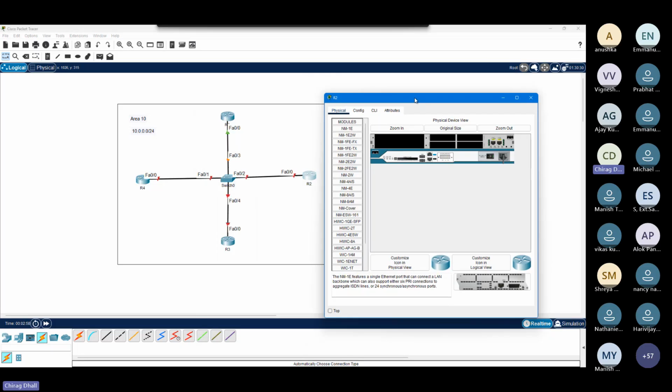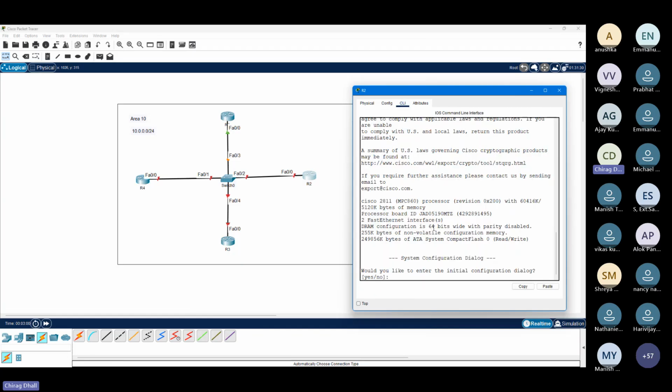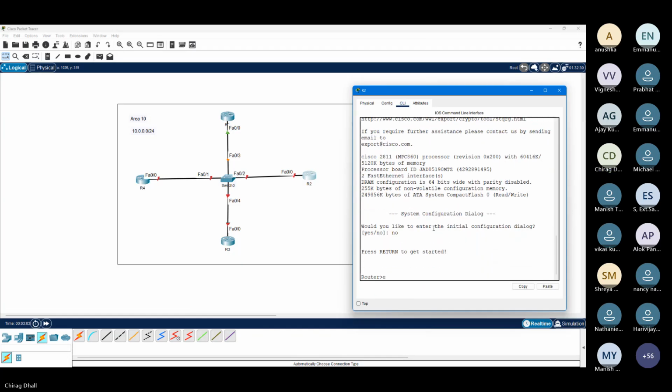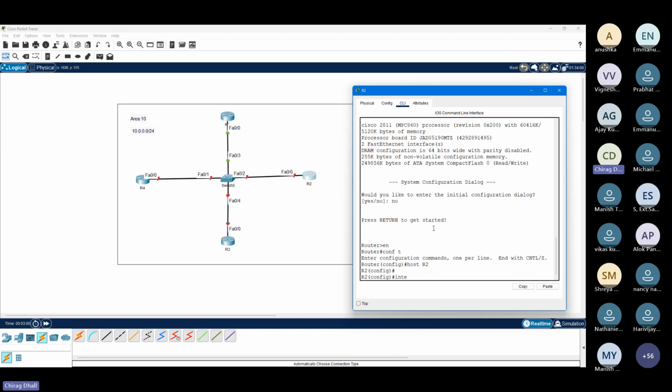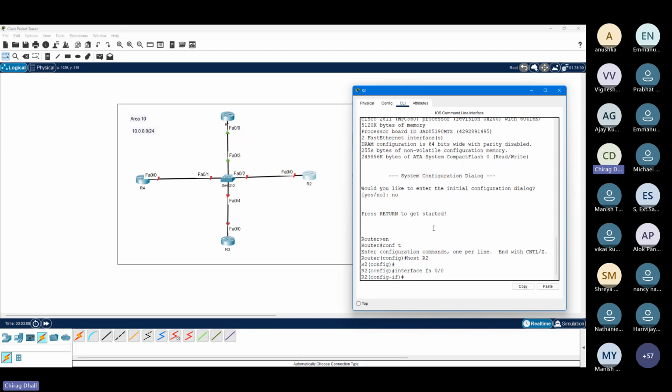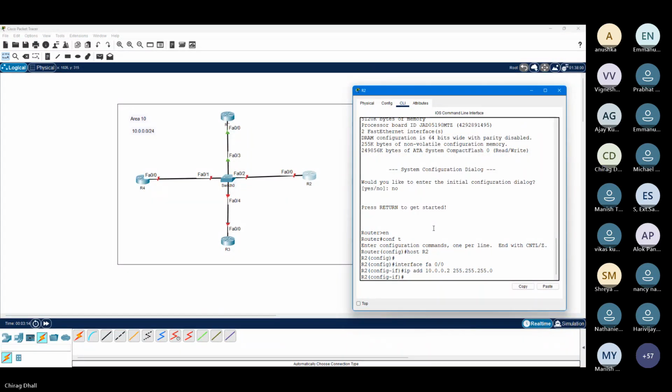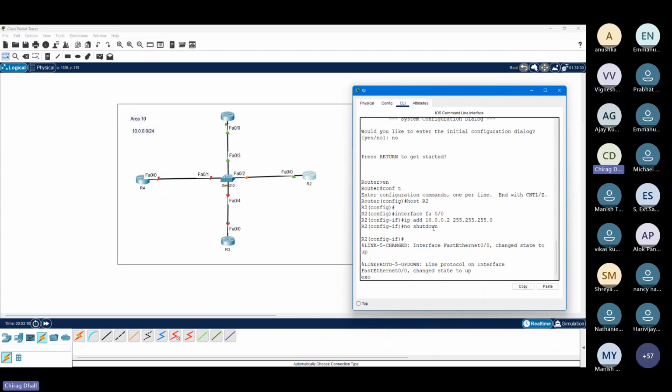Here we have router 2, CLI. I'll say no to the question. Enable, config t, hostname R2, interface FA0/0, IP address 10.0.0.2/24, no shutdown, exit.